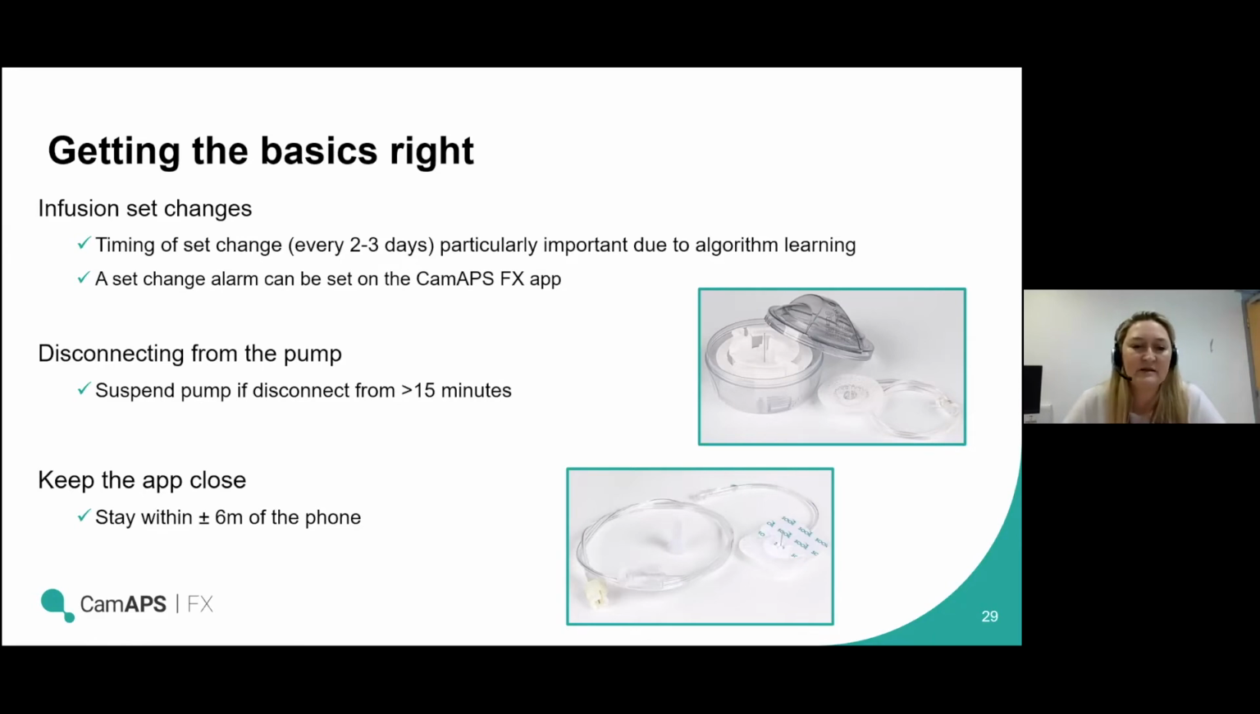So if you're disconnected from the system for more than 15 minutes because you're having a bath or going for a swim, then suspend it, because the algorithm it's basing its learning and its function on insulin obviously thinks that's gone into the person, rather than has just been dripping away somewhere while you're in the bath or having a swim. And an obvious thing really, but trying to keep closed loop running for the highest percentage of time possible by making sure you stay within 6 meters of the phone, keeping the phone on you to stop those disconnects.